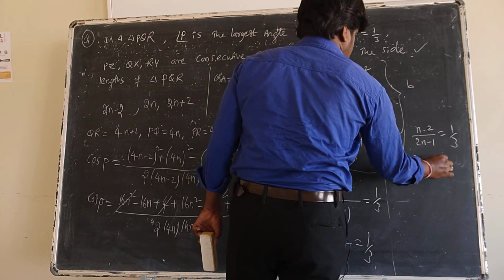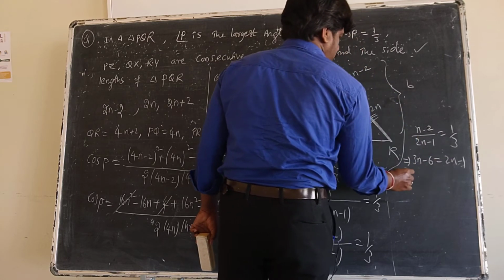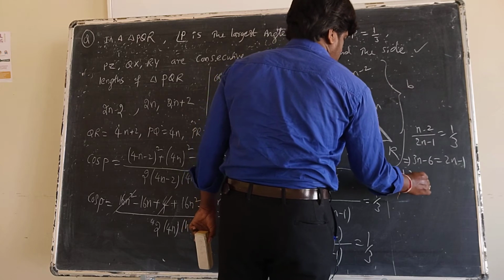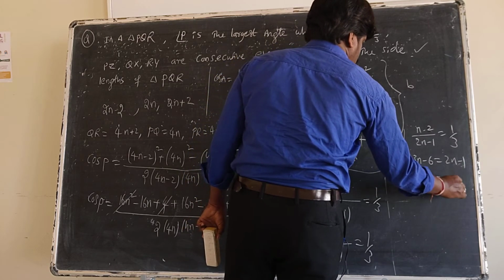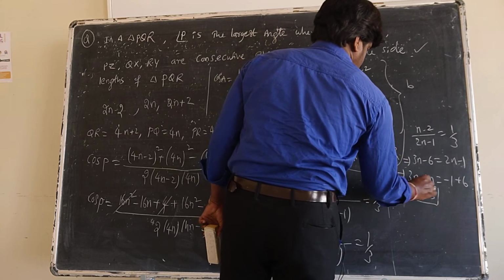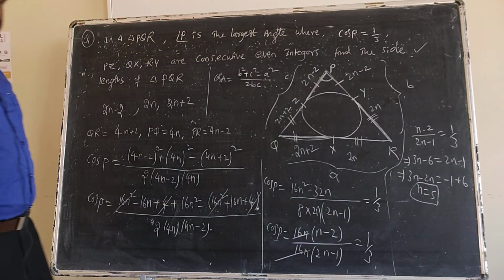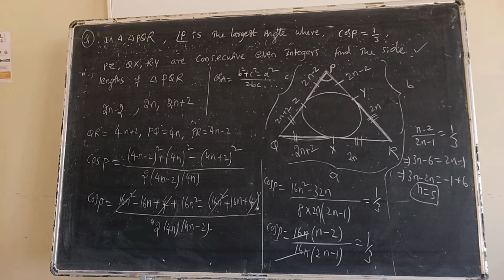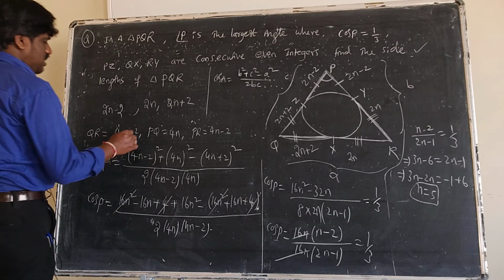3n minus 6 is equal to 2n minus 1. Therefore, 3n minus 2n is equal to minus 1 plus 6. So, n is equal to 5. So, n value is this 5. You got n value 5, you have to find the sides of the triangle.